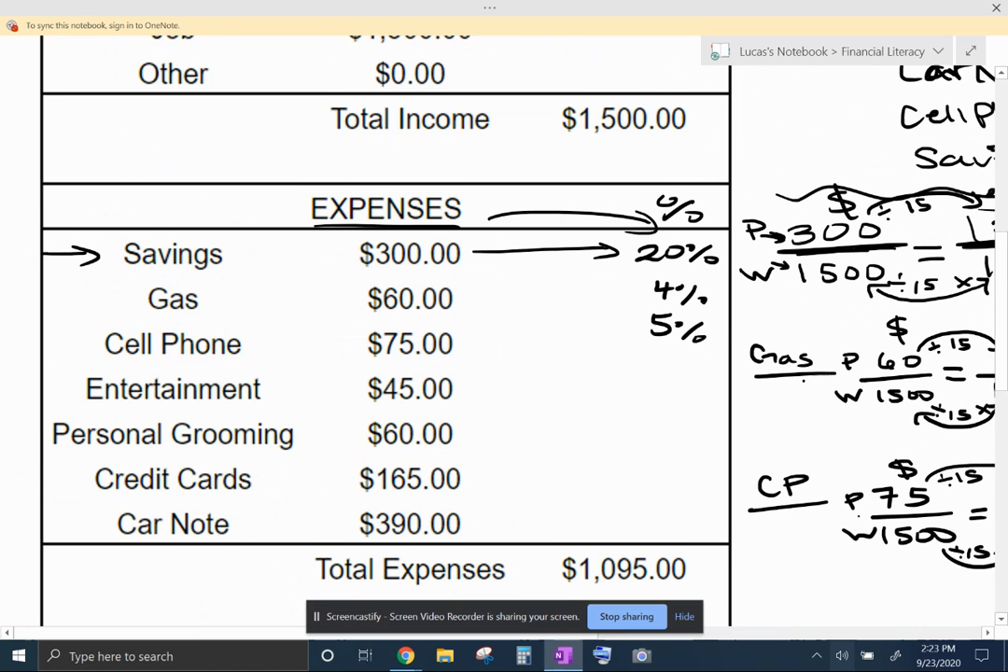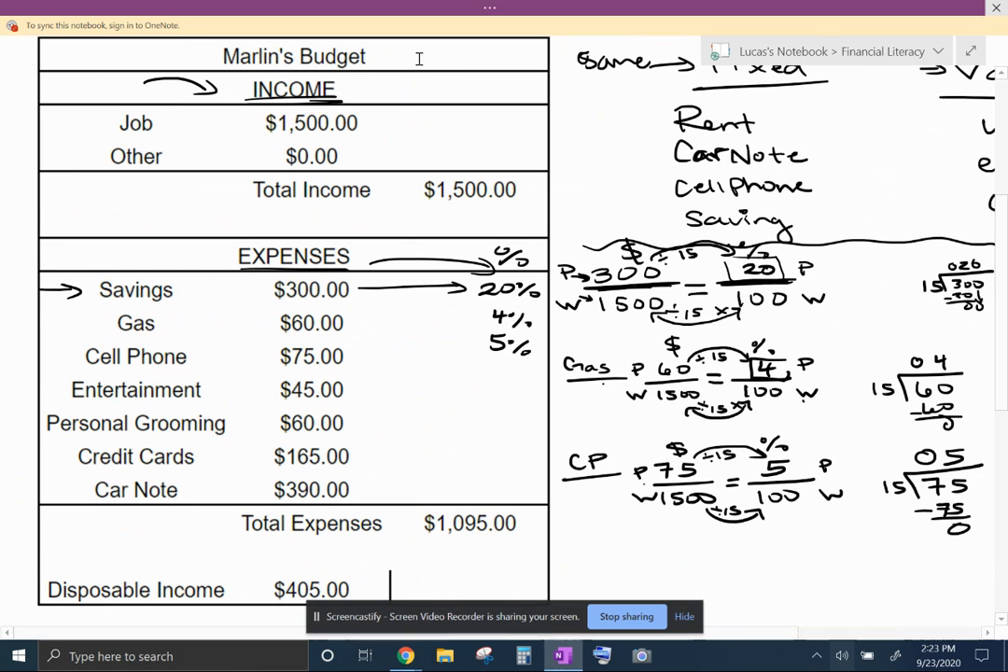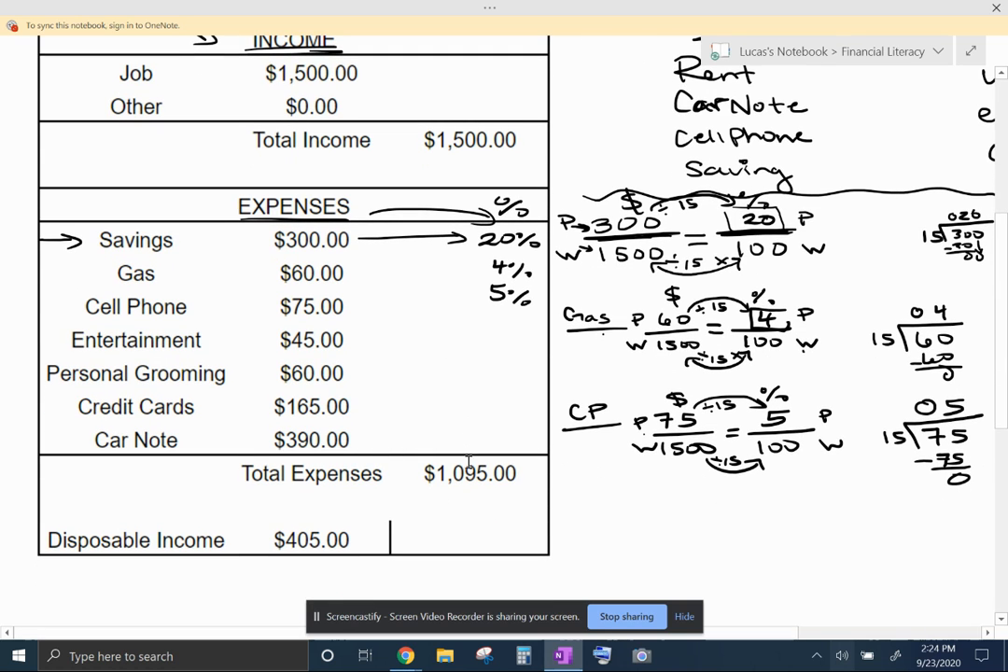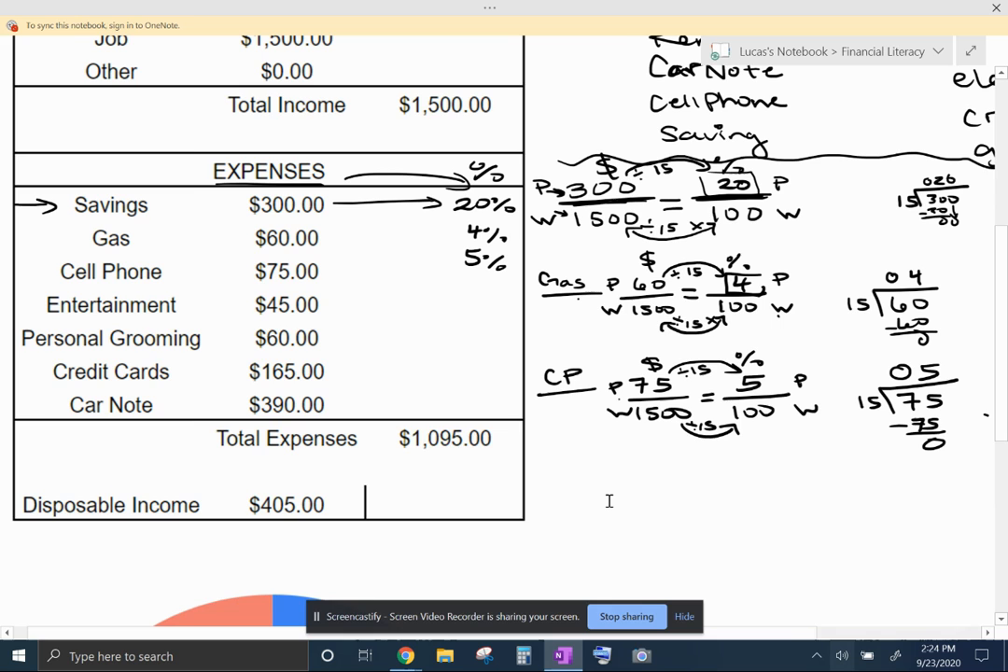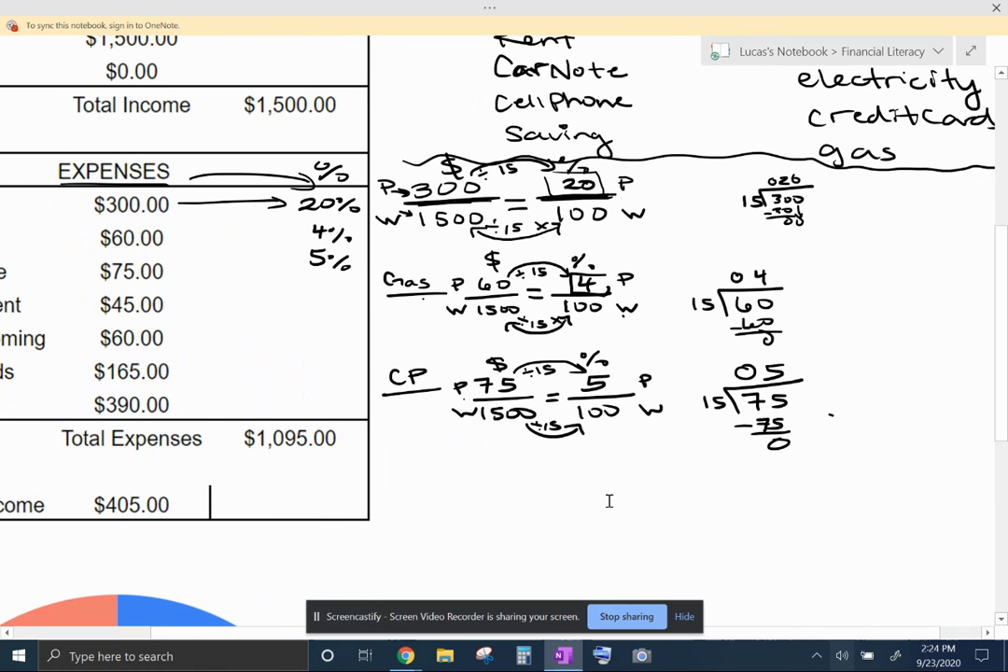What's his disposable income? So what happens is he had a total income up here, which is $1,500, and then he had all these expenses, which is $1,095. Well, when you subtract those, he has $405 in disposable income, meaning he hasn't allocated it to a specific category, or he can just spend it however he wants. Most likely, he probably should pay down some of these credit cards with extra payments, depending on the interest rates. But we're just now getting into the basics of this.